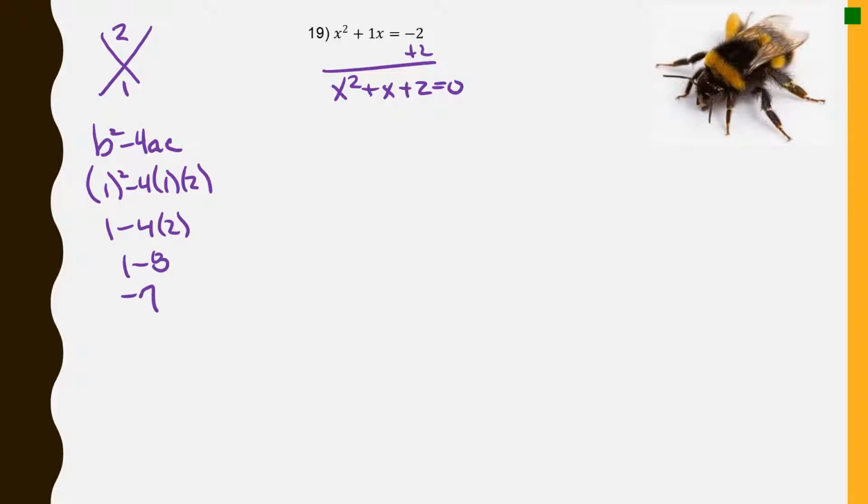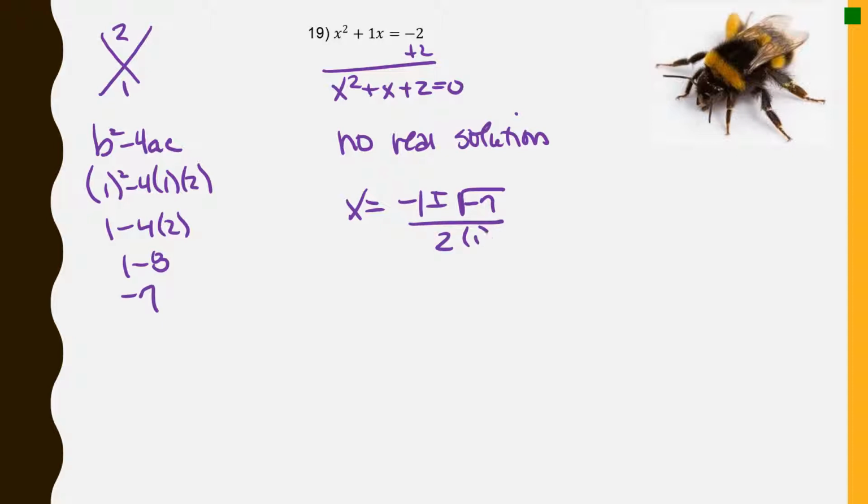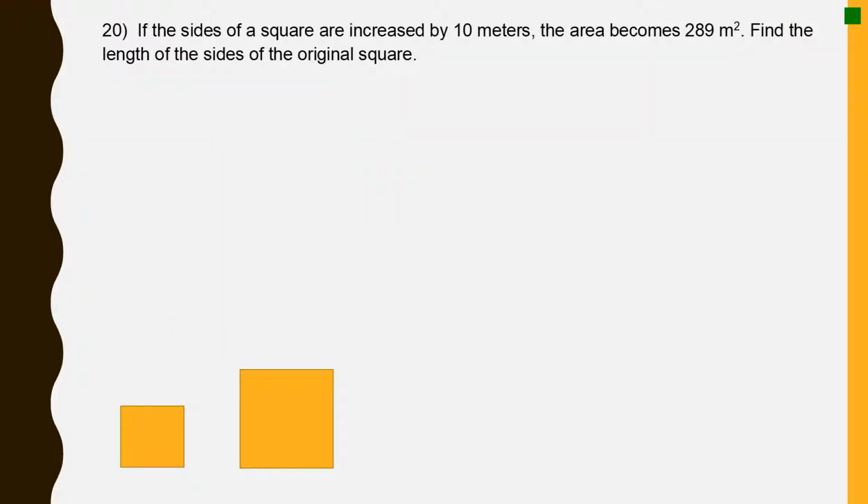What's that tell you guys? There is no real solution. Remember, if your discriminant's negative, because you would have ended up with this when you went to the quadratic formula. No real solution. Oh, that discriminant being a negative number, it's kind of like a gift from the little algebra gods. You're done. There's no solution.